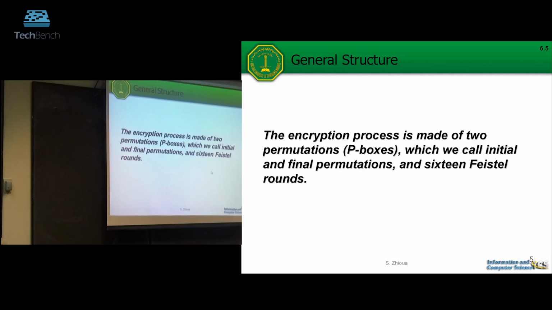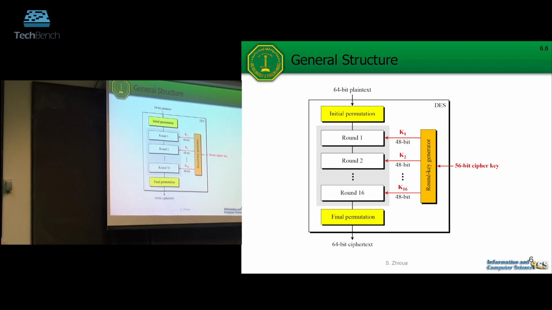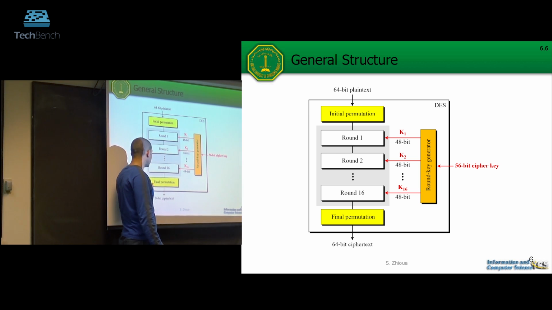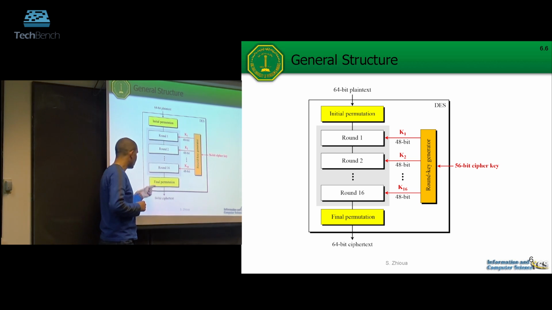The encryption process is made of two permutations, P-boxes, which we call the initial and final permutations, and 16 Feistel rounds. First of all, you do one initial permutation, as you're going to see, then 16 rounds of a certain function, then you finish with a final permutation.